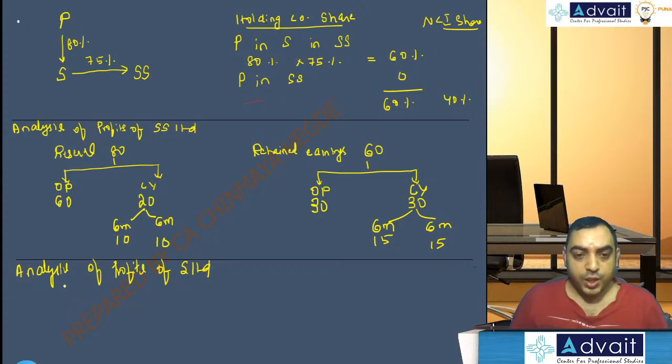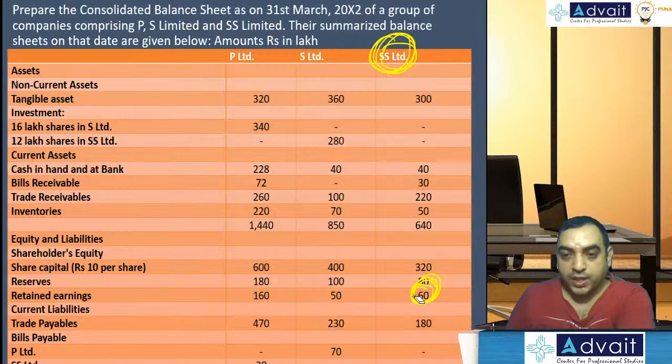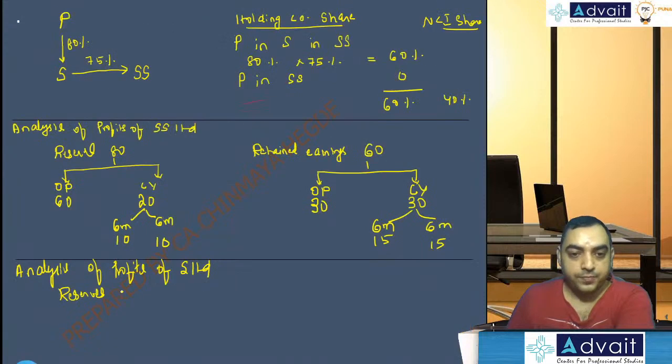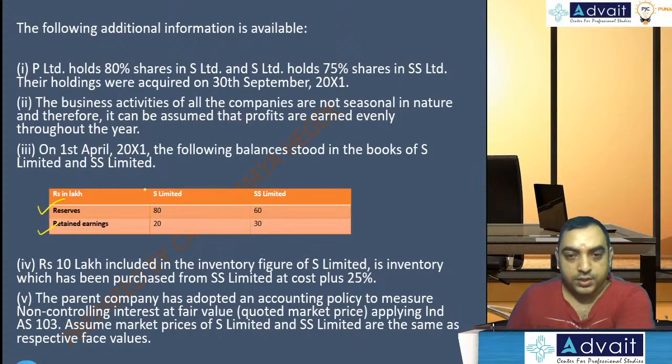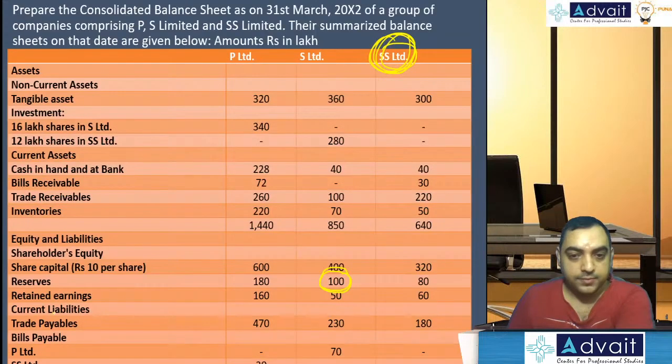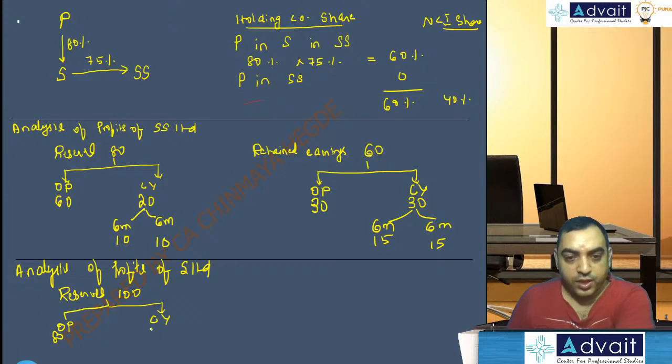Next, come to S Limited. We'll start with reserves again. Look at the second column now. S Limited reserves in the balance sheet is 100. We'll divide this into two parts: opening balance and current year. Opening balance of reserves, how much? In the table, the opening balance is 80. Therefore, current year is 20. Divide this into two parts, 10 and 10, for 6 months each.